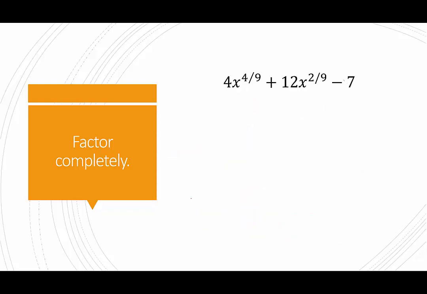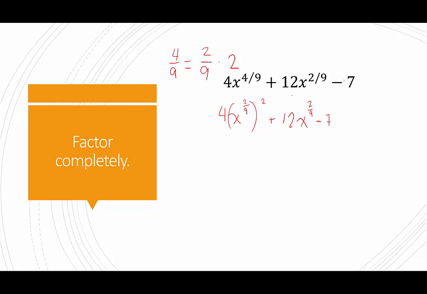How about this example? We have 4x to the 4/9 plus 12x to the 2/9 minus 7. Okay, so the first thing I want to do is get that first term with that x to be something squared. So how can we rewrite it? I want to take 4/9 and rewrite it as something times 2. What times 2 is equal to 4/9? Well, that would be 2/9, right? Because 2 times 2 is 4. So instead of 4x to the 4/9, we're going to think about it as 4 times x to the 2/9 quantity squared, plus 12 times x to the 2/9 minus 7.